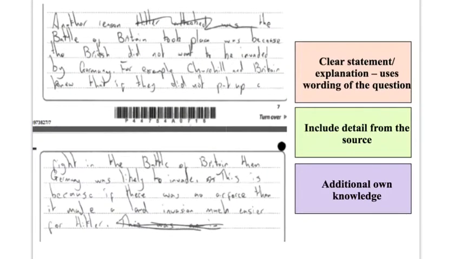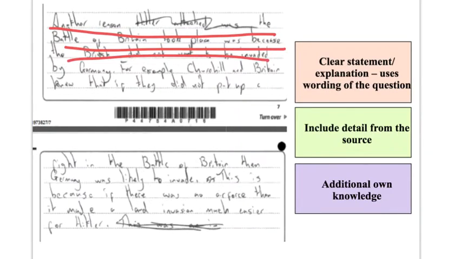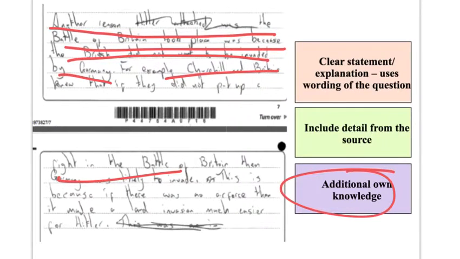Lastly, the candidate offers a final reason, just to make sure that he hits all those 10 marks. Another reason the Battle of Britain took place was because the British did not want to be invaded by Germany. For example, Churchill and Britain knew if they did not put up a fight in the Battle of Britain, Germany was likely to invade. Okay, so this is some own knowledge here.